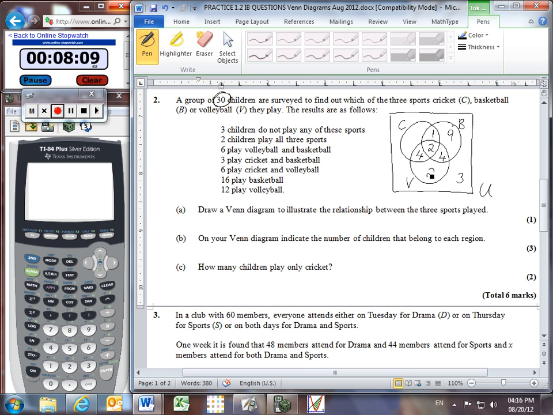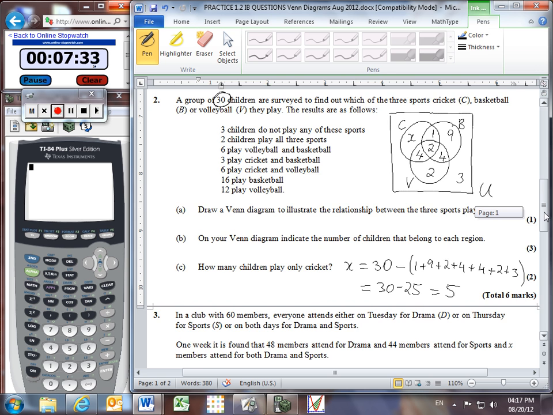How many children play only cricket? Well, we need to have a total of 30 in the diagram. That must mean that there's 5 remaining here. I'm just going to call it x, and we'll say that this x value must be the total minus the sum of all of the others. So 1 plus 9 plus 2 plus 4 plus 4 plus 2, and the 3 on the outside too, right? Okay, and that equals 30 minus 25. And so we have 5 students who play only cricket.